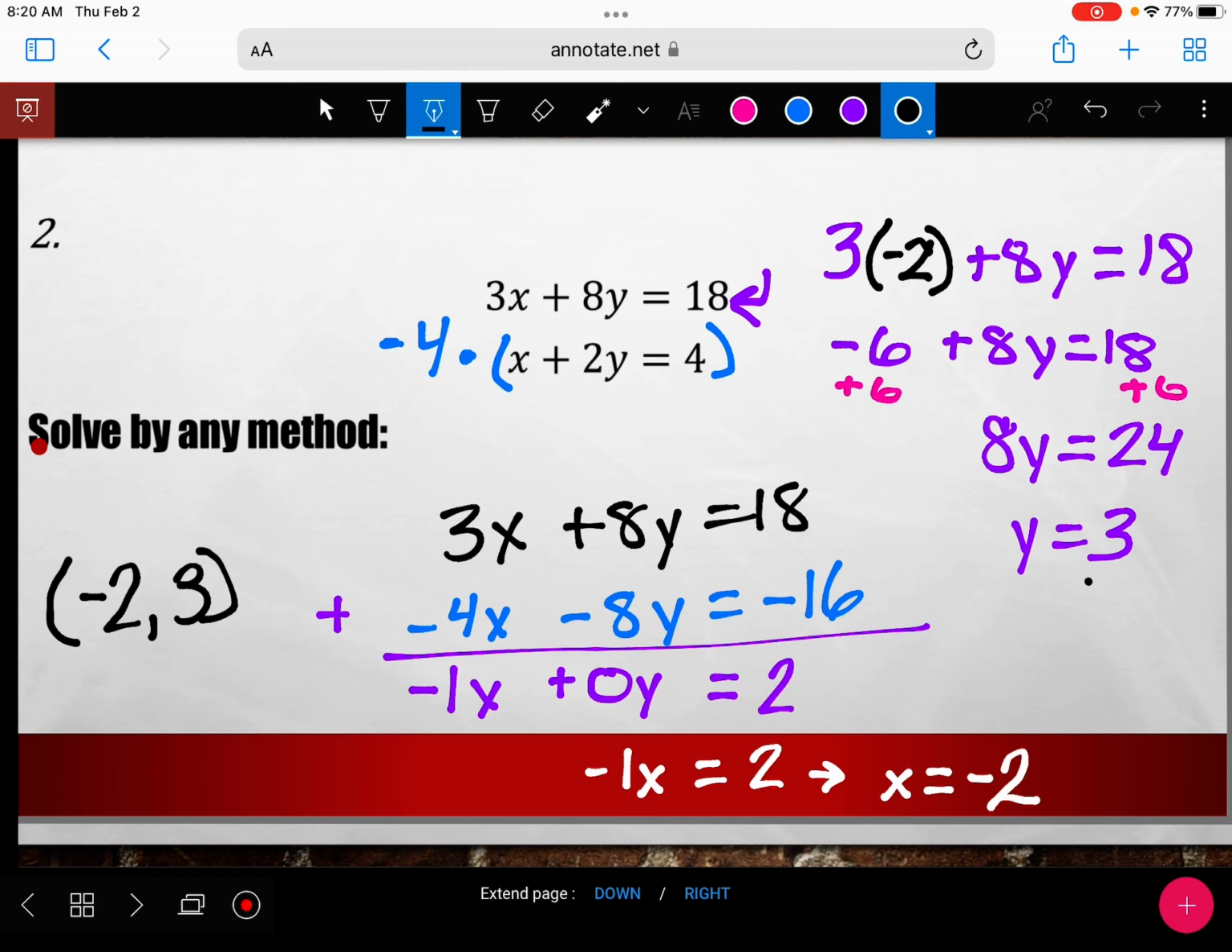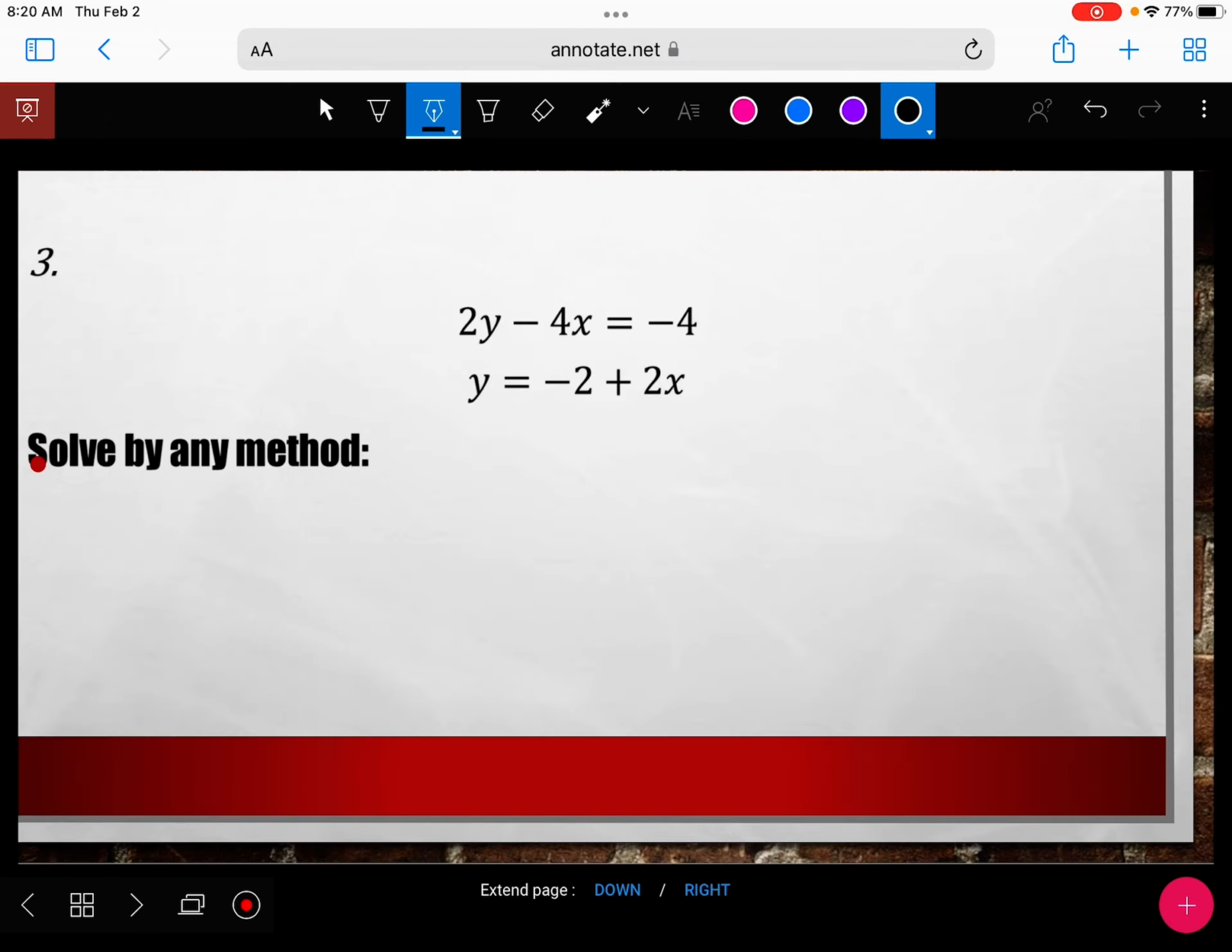Questions on this one? Alrighty. Let's do another one. Let's do number 3. We've got 2y minus 4x equals negative 4, and y equals negative 2 plus 2x. How do you want to solve this?